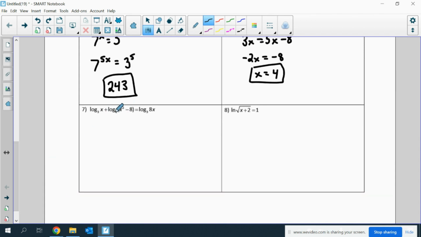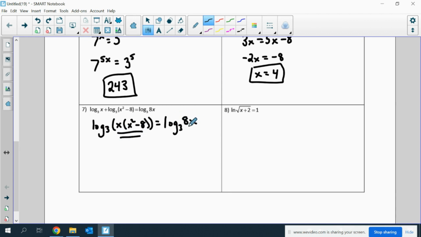But that's something that I have to continually check. And that's especially true once I start having to factor things. So, problem 7, all of these are log base 3's. When I have this plus in the middle, I'm going to use one of the rules of logs, where when I add two different logs, that's the same thing as multiplying the interiors and keeping a log base 3 here.